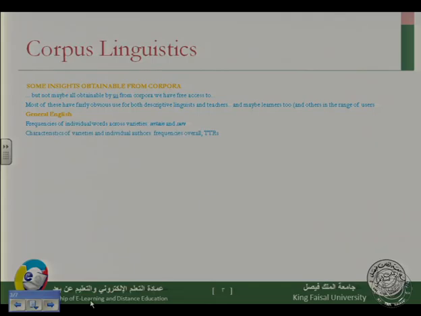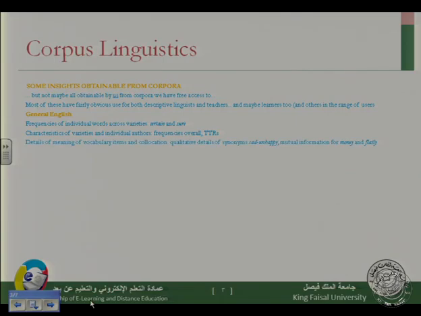Also characteristics of varieties and individual authors, frequencies overall. Sometimes individual authors, individual writers have certain characteristics. If you read sometimes an article, you would say, well, this must be so-and-so, the writer. This must be Abdullah Al Fraidan. This must be Hussein Al Ali. This must be whoever. So sometimes from the writing itself, we can figure out the author. So some authors have some individual characteristics we can get from a corpus.